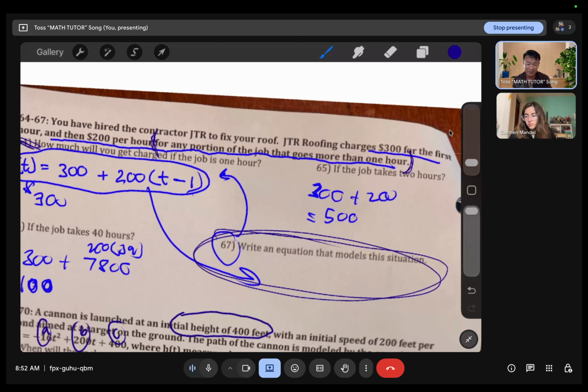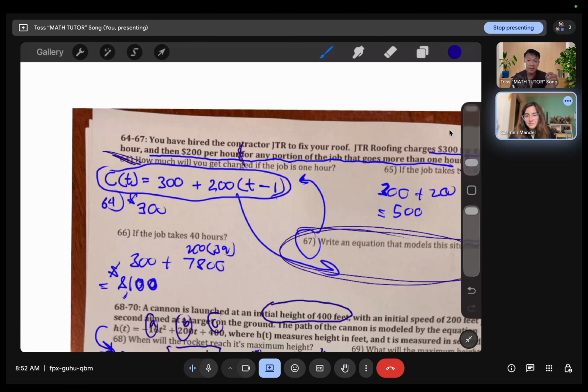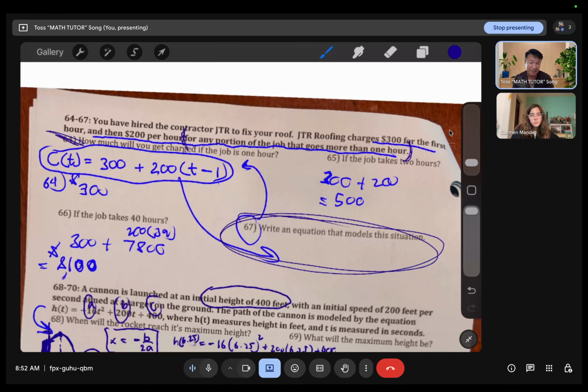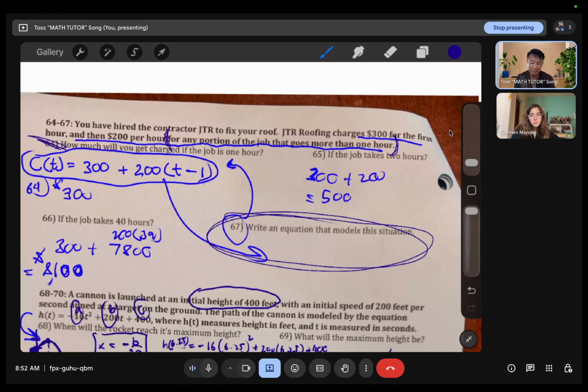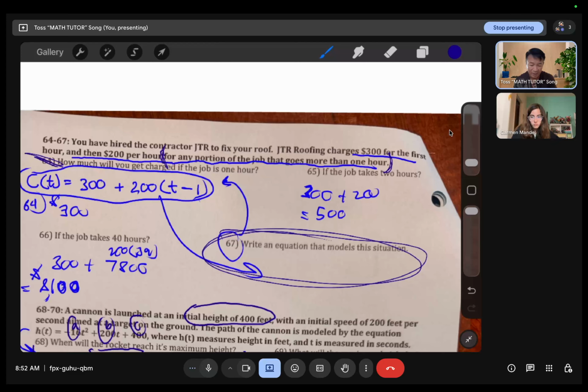That's why I wrote that all the time. They ask you 67, and then use the equation to solve for the details. Like, hey, if the job takes 40 hours, this is the right order. So I think expect it to happen on the test. I don't believe they're gonna ask you exactly like this, like piece by piece.